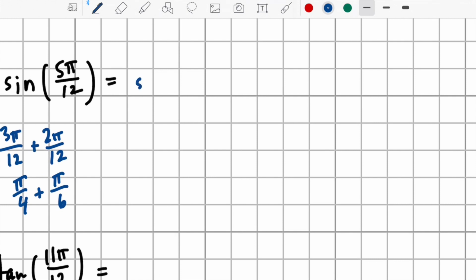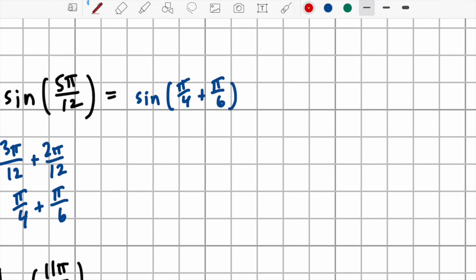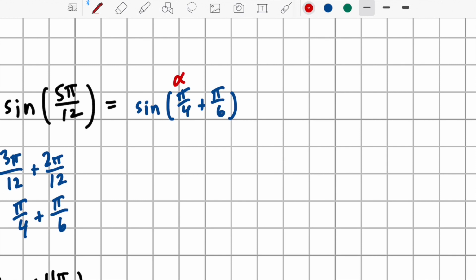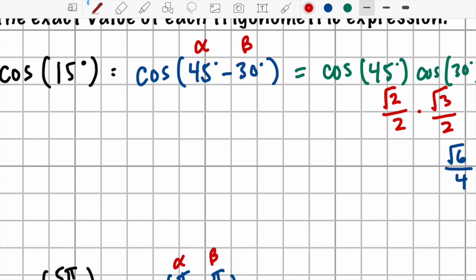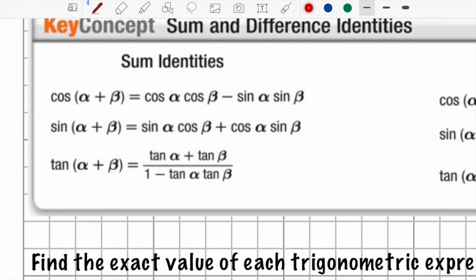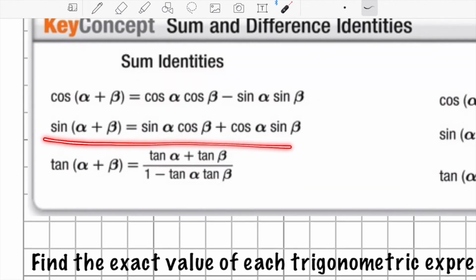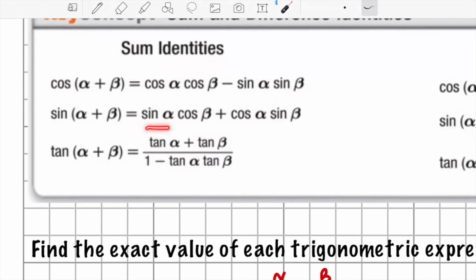So let me rewrite it: sine of pi over 4 plus pi over 6. Let's name this one alpha, this one beta. If I look at my table of identities, this is a sum, so I look for it, and it turns out that it's this one. So I need to expand it as sine alpha times cosine beta plus cosine alpha times sine beta. So it has a little pattern: sine, cosine, cosine, sine. So let's do that.